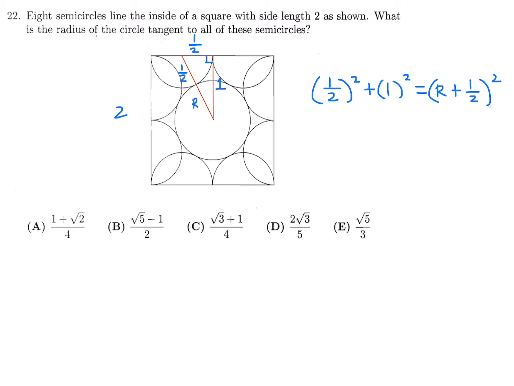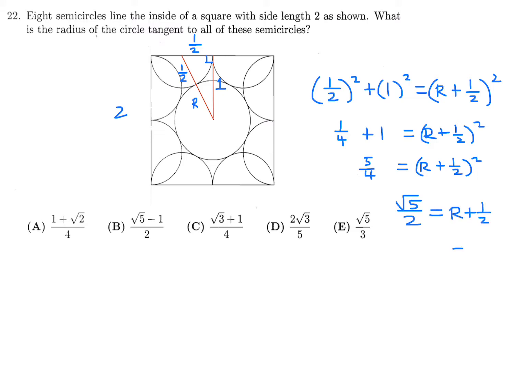So this becomes 1/4 plus 1 is equal to (r + 1/2)². And then 1/4 plus 1 is 5/4. If you take the square root, it will become √5/2 is equal to r plus a half. And therefore r would be √5/2 minus a half. And that's it. Very nice, quick way of doing it. And that matches answer choice B for number 22.